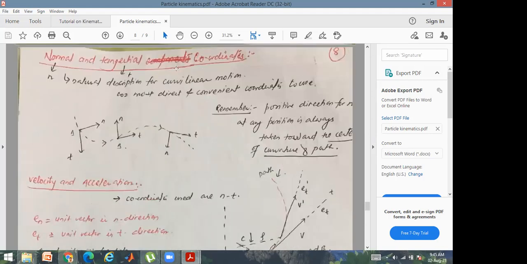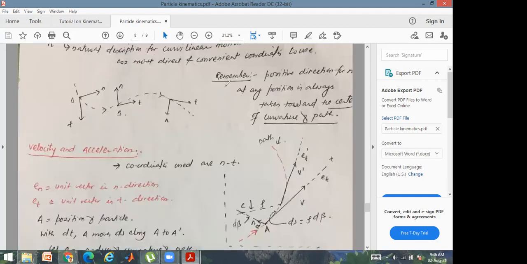So first thing is we'll discuss the normal and tangential coordinates. The normal and tangential coordinates are represented as n for normal and t for tangential. So this is a very natural description for curvilinear motion. In curvilinear motion, we define the velocity either by the normal component, normal velocity, as well as tangential velocity.